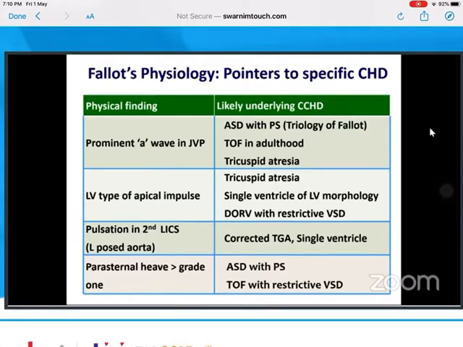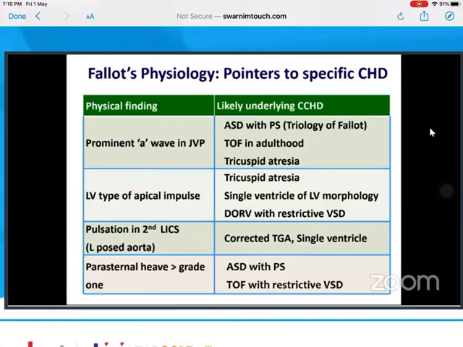For example, if you have a prominent A wave, you may be dealing with tricuspid atresia and not tetralogy. In adulthood, you may have prominent A waves, and tricuspid atresia, especially if the ASD is a little restrictive, will give you prominent A waves. An LV type of apex is predominantly seen in tricuspid atresia and single ventricle. The third cause could be double outlet right ventricle, where the VSD is restrictive and the LV has only this as an outlet, and therefore it hypertrophies.